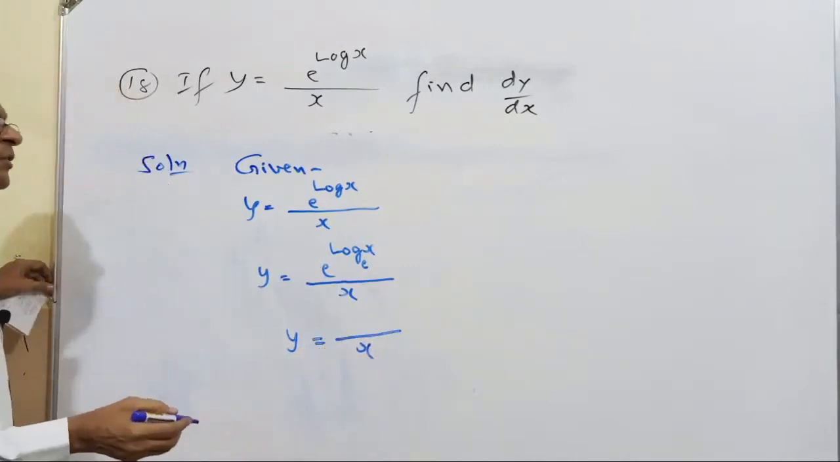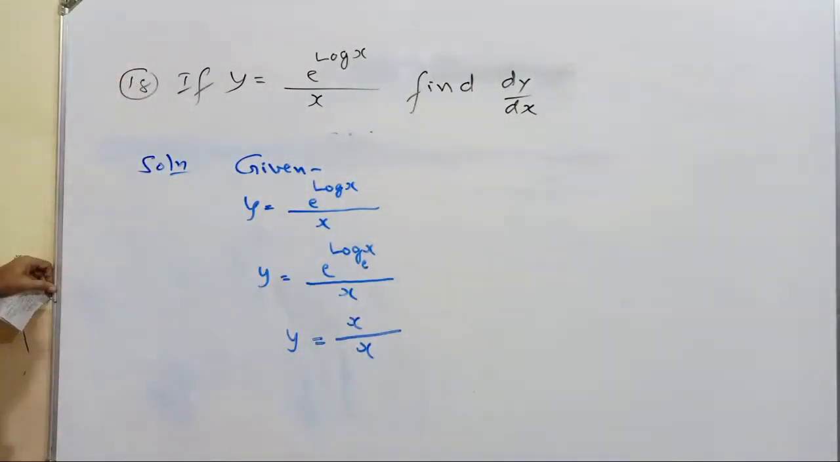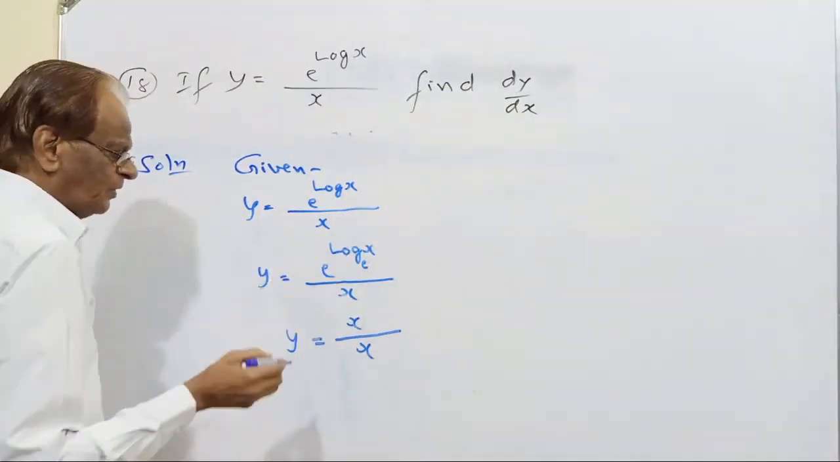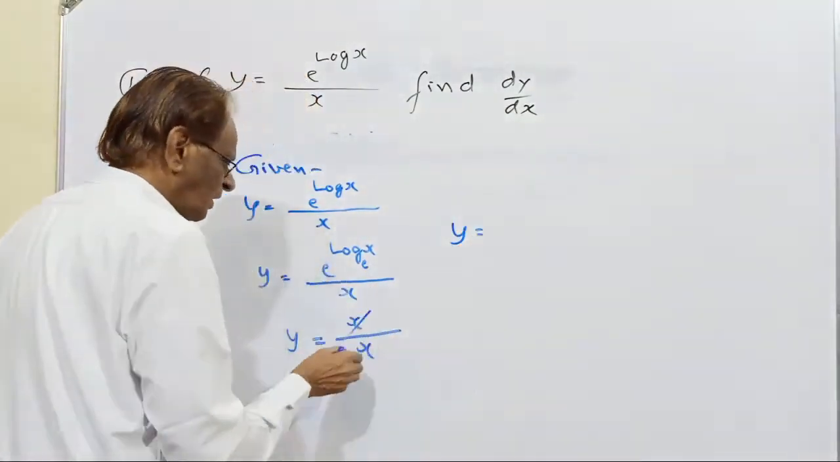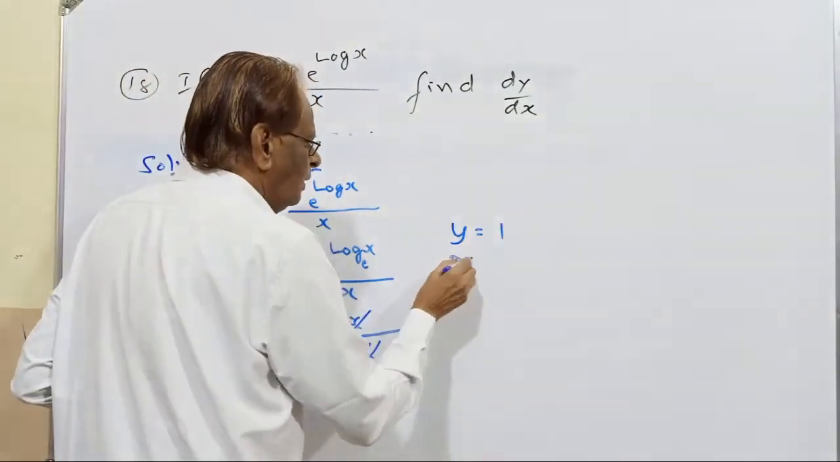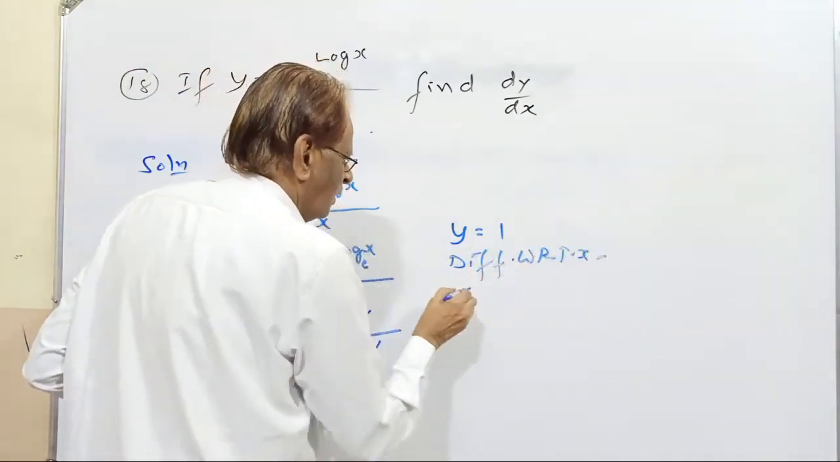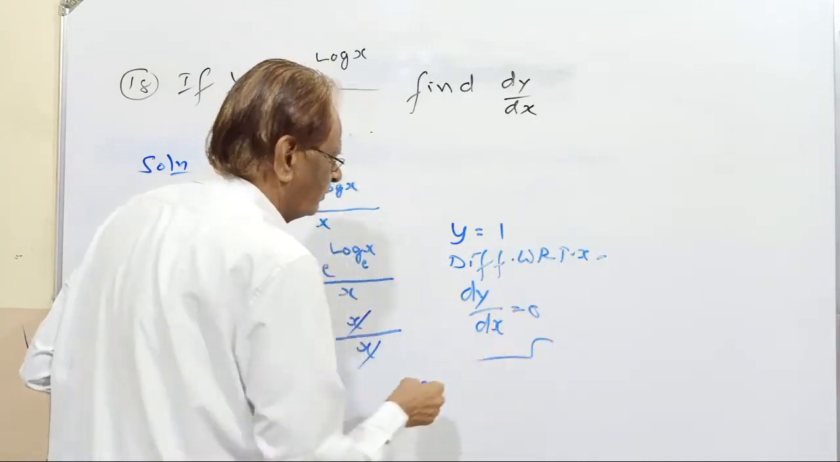E power log x base e is nothing but x. I have seen this in the last class. E power log base e of x is x. So the e and log cancel. Differentiating with respect to x, dy by dx equal to 1 is constant, differentiation is 0.